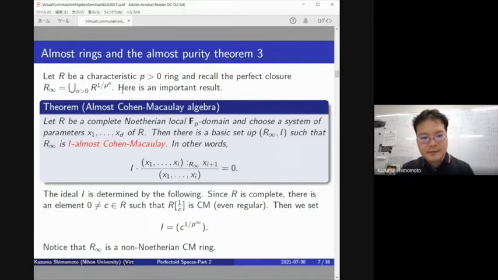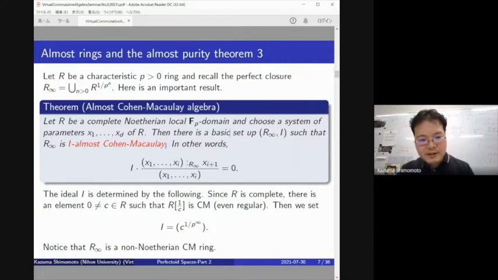So here's some very important basic results. I think it's just a baby example, and I will explain the proof in detail. So the statement is as follows. Let's take R a complete Noetherian local F-finite domain. So this is characteristic p, and just choose a system of parameters x1 through xd of R. Then there's a basic setup such that R infinity is I-almost Cohen-Macaulay.